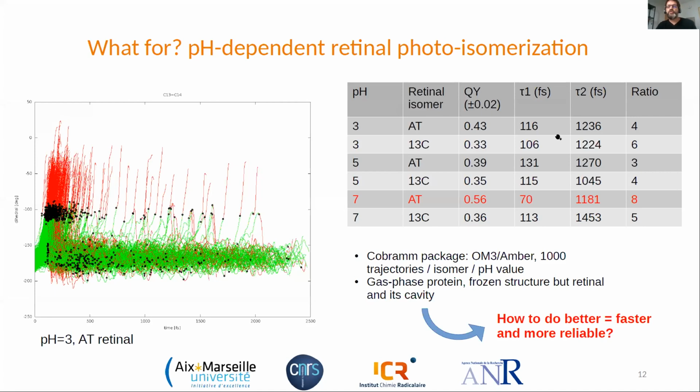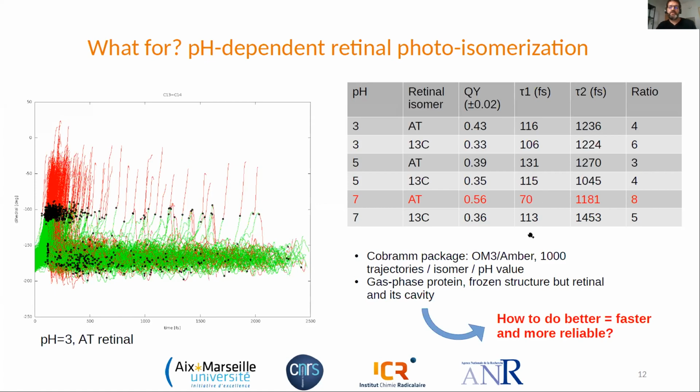So I don't want to go into the details of these values, but it turned out that if you consider pH 7 for the all-trans isomer, the results we obtained were quite surprising. Actually, it turns out that this tau1 time constant is really too slow with respect to what is known experimentally. And so we had, of course, to go back to our model, to our simulations, and try to understand what could be the origin of such a discrepancy.